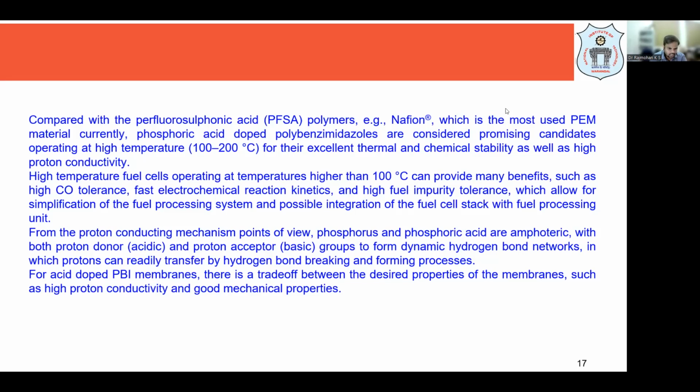So from the proton conduction mechanism point of view, phosphorus and phosphoric acid are amphoteric, with both proton donor, that is acidic, and proton acceptor, that is basic, groups, to form a dynamic hydrogen bond network in which protons can readily transfer by hydrogen bond breaking and forming processes. For acid-doped PBA membranes, there is a trade-off between the desired properties of the membrane, such as high proton conductivity and good mechanical properties.